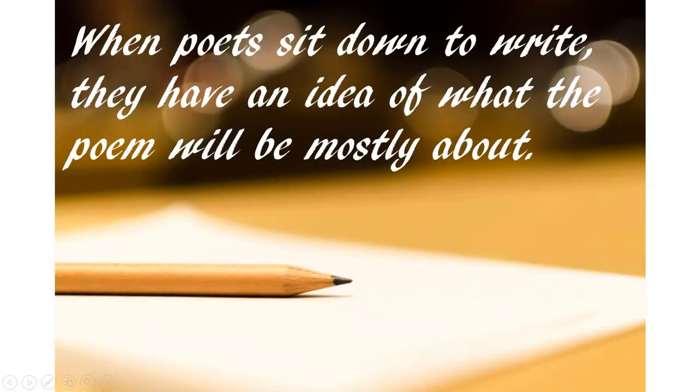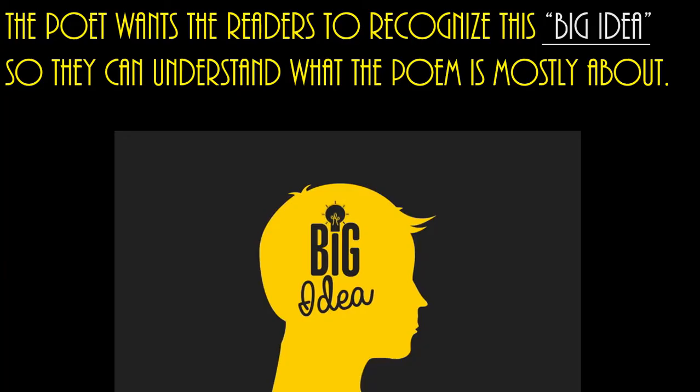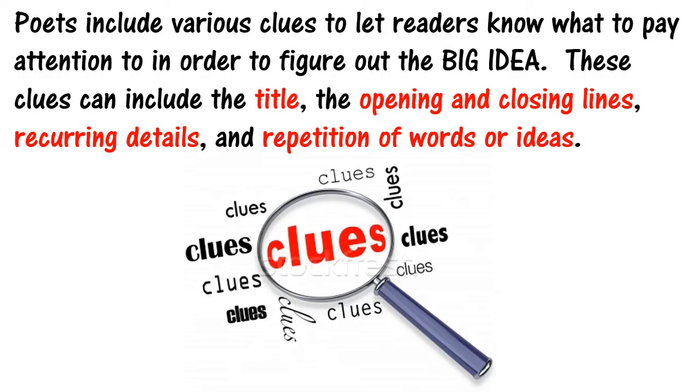When poets sit down to write, they have an idea of what the poem will mostly be about. The poet wants the readers to recognize this big idea so they can understand what the poem is mostly about. Poets include various clues to let readers know what to pay attention to in order to figure out the big idea. These clues can include the title, the opening and closing lines, reoccurring details, the repetition of words or ideas.